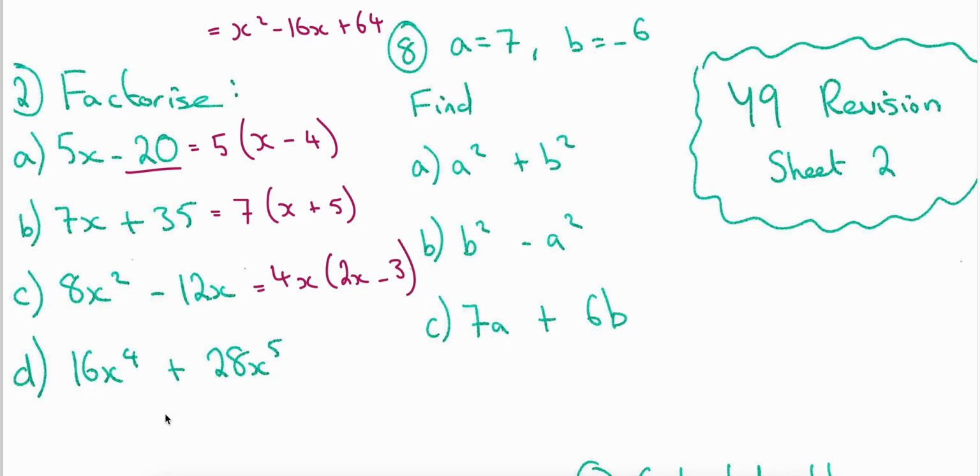Now the next one's a little bit harder. Highest common factor of 16 and 28 is 4. So it's going to be 4x to the power of 4, because that goes into both of them. Brackets 4x plus, sorry, that's my mistake. That should be 4 plus 4 times 7. So 7x, excuse my mistake there. It should look like that, 4 plus 7x.